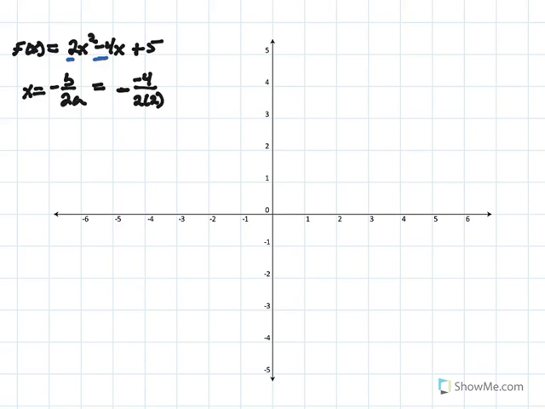Well, we know a negative and a negative is a positive. Okay? So that's a positive 4. And then 2 times 2 is 4. And then you divide that and you get 1. So x is going to be 1. And then we take my original function, and then we're going to replace x with 1.